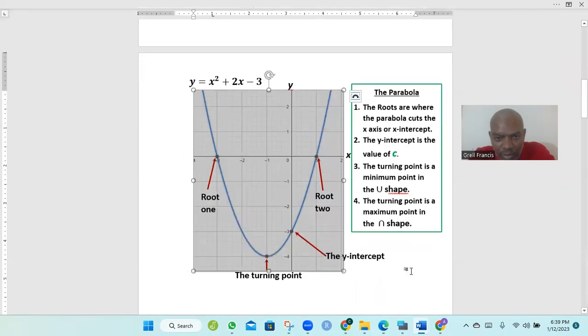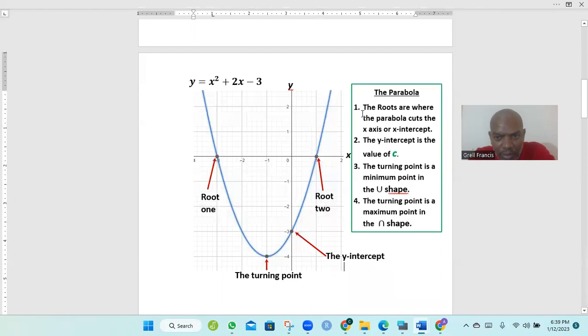So now we're going to highlight some important features of the parabola. The roots are where the parabola cuts the x-axis, or the x-intercept. So this parabola has 2 real roots. There are some parabolas with only 1 real root, and there are some with no real roots. But this one has 2 real roots. The y-intercept is always the value of c. So as you can see, c is -3, and the y-intercept, as you can see clearly, is -3.